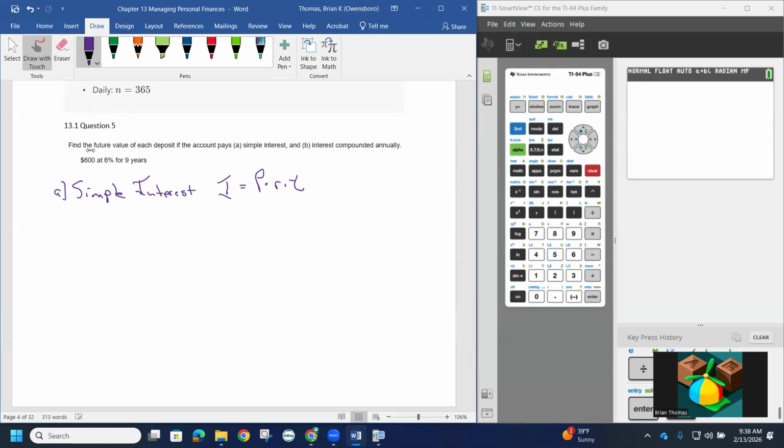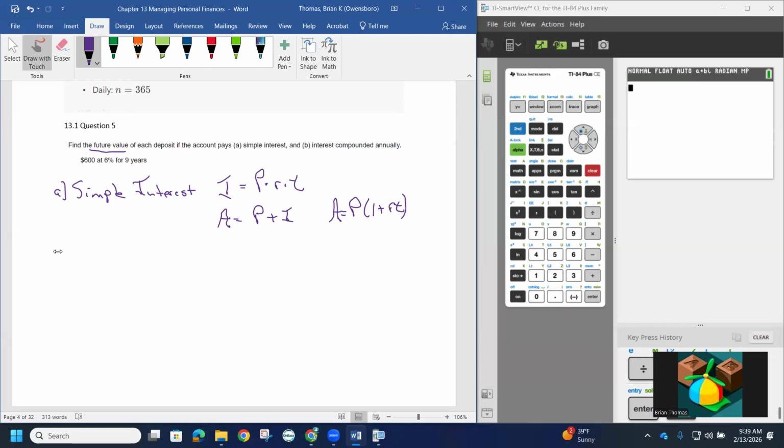But it also says find the future value. We also defined future value, for which they use the letter A, the final amount. That could be the principal plus the interest. Or there's another form that says A equals the principal times 1 plus RT. So we have two different formulas we can use, and let's approach it from the first perspective.